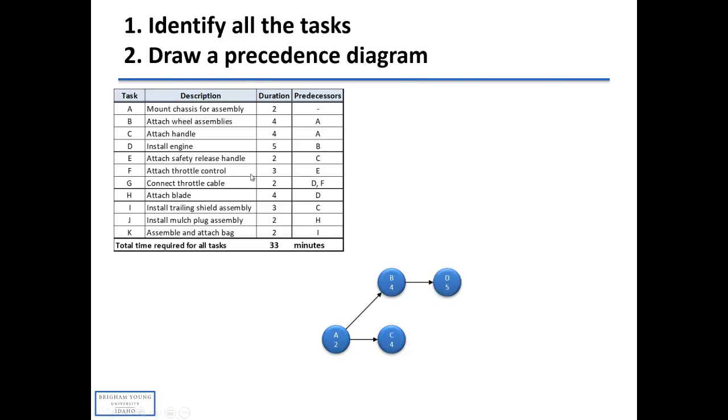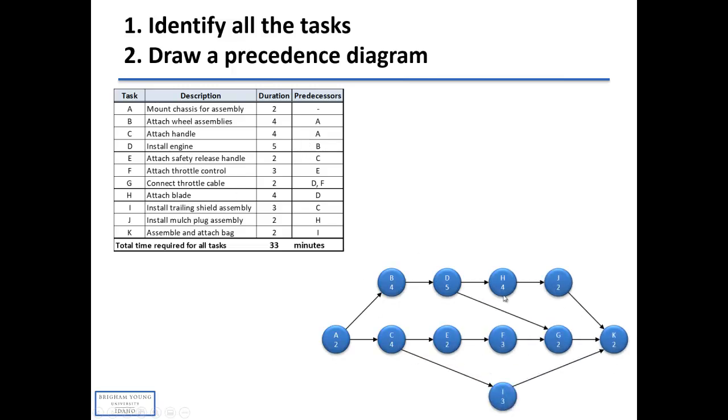We continue. D is dependent on B. Again, we must have the assembly and the wheels attached in this scenario before we can attach the engine, task D. And if we continue in this same manner down this list of tasks, our network diagram will look like this. Again, we've honored all of the predecessor relationships in where we've drawn the individual tasks and the arrows. Okay, so we've done step 1 and 2.